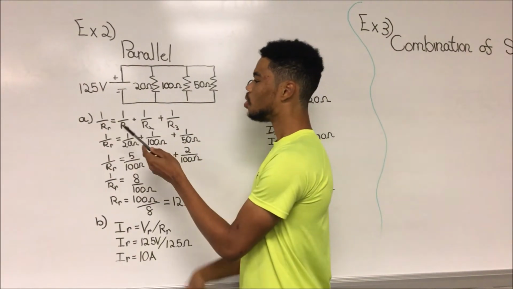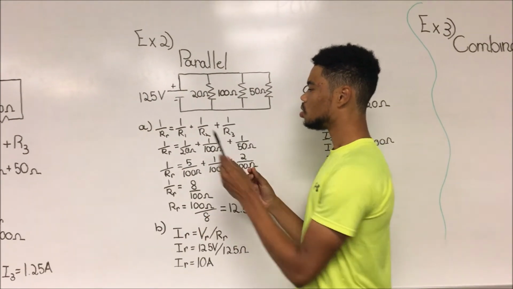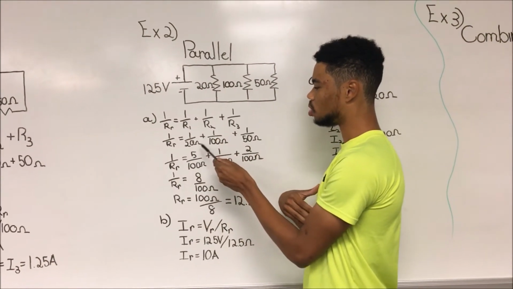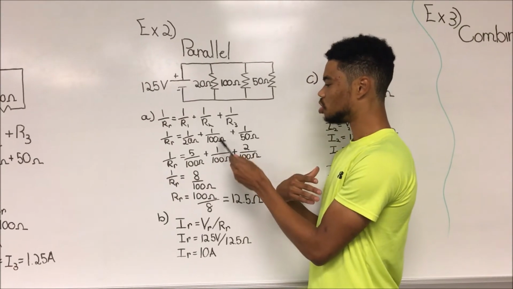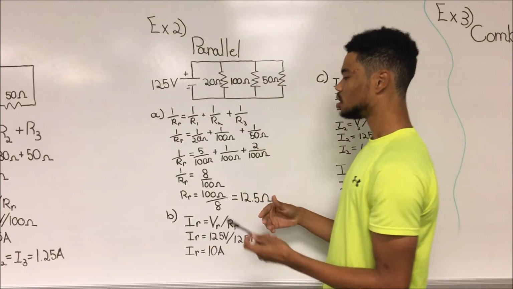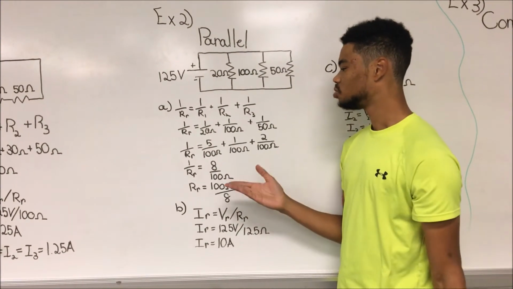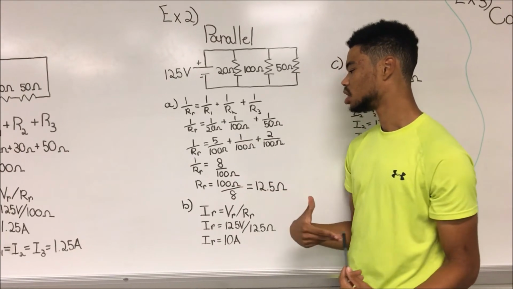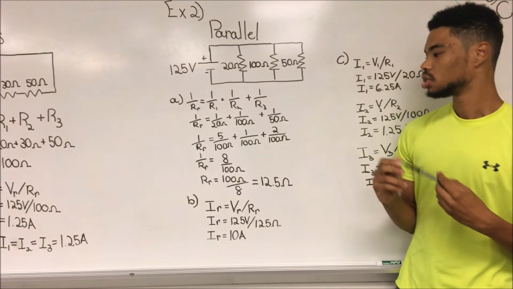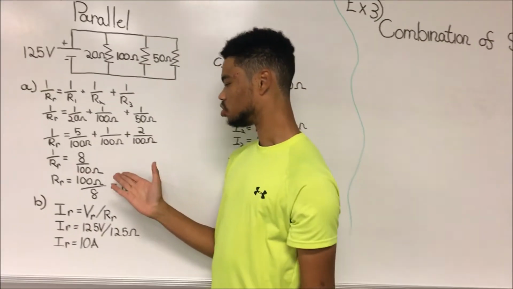So it'll be 1 over the total resistance equal to 1 over 20 ohms plus 1 over 100 ohms plus 1 over 50 ohms. Now you need to find a common denominator, which is 100. So that's why we have 5 over 100, 1 over 100, and 2 over 100. So the total will be 8 over 100 ohms.